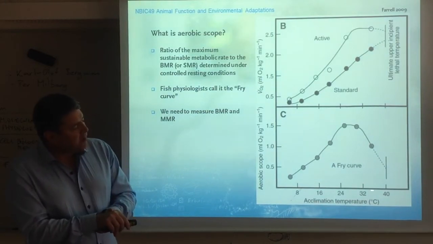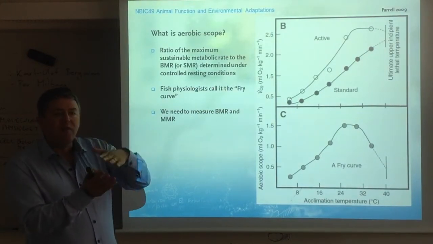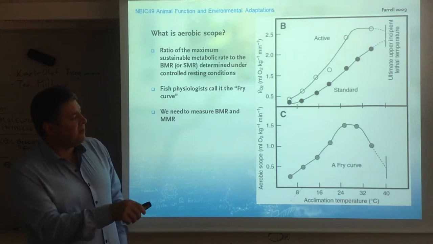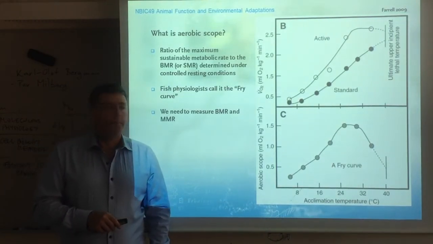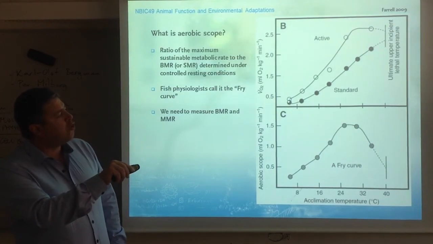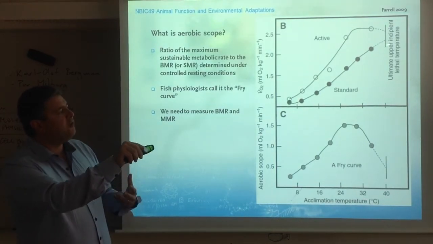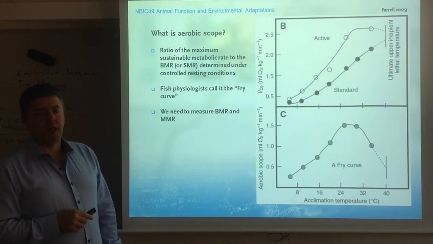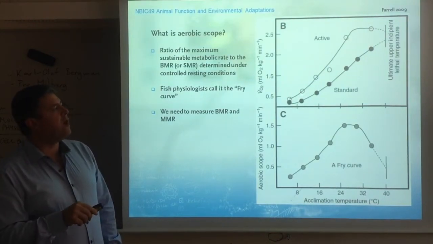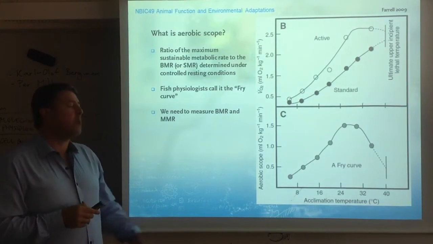If you keep increasing temperature more, then the fish can do less and less, and eventually this will go down to zero. Because this has to do with the costs of basic processes versus the cost of active processes. You have to measure the standard metabolic rate, and you have to measure the active or maximum metabolic rate.